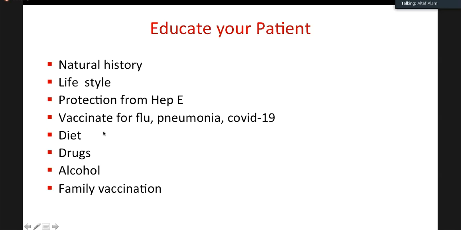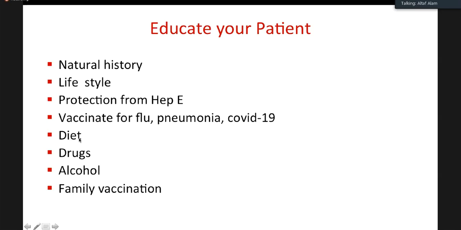Have we talked to them about vaccination for flu, pneumonia, particularly in those who are decompensated, have multiple comorbids, and now COVID-19? Instead of the patient asking, or going from your clinic unclear whether to vaccinate for COVID-19 or not, you should preemptively guide him and tell him that this is what should be done.